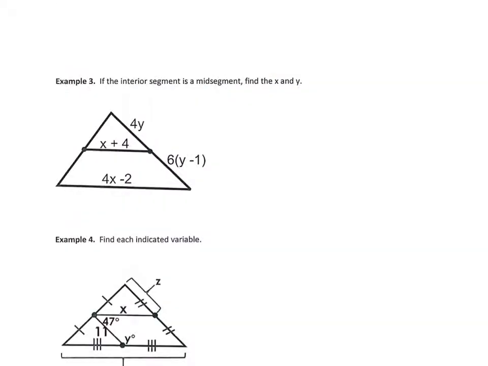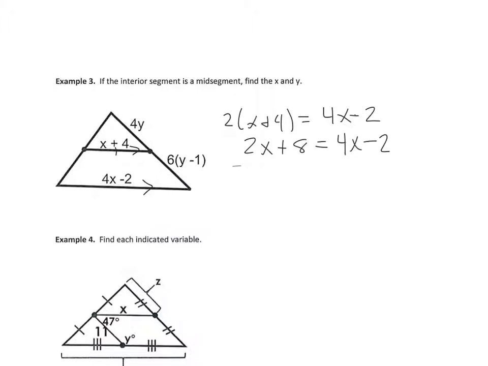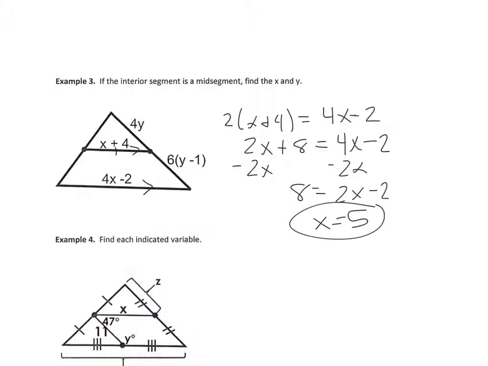If the interior segment is a midsegment, find x and y. So if we know that this is a midsegment, then these two are parallel, and we know that twice x plus 4 has to equal 4x minus 2. So I do 2 times x plus 4 equals 4x minus 2. So 2x plus 8, when I do the distributive property, equals 4x minus 2. Subtract 2, so 10 equals 2x, x equals 5 when I finish.